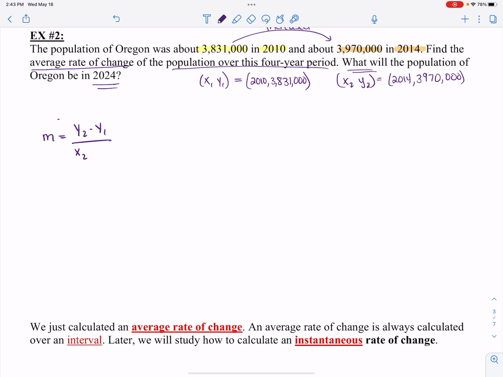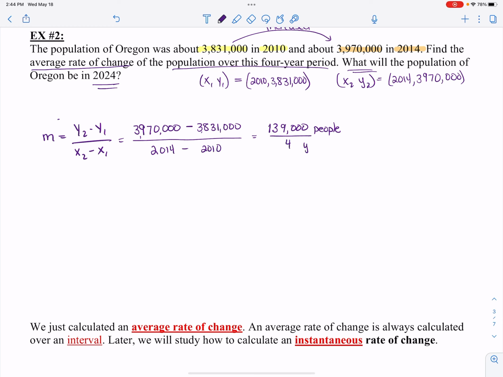Now I made the population Y and the time X. We tend to always, or almost always, put time on the bottom. But you're looking at what's happening here with the changes. So I ended up with 3.9 million and some change and started at a population of 3.8 and some change. So if I subtract those, I get the difference. It looks like the state of Oregon increased 139,000 people from 2010 to 2014, which is a nice enough number.